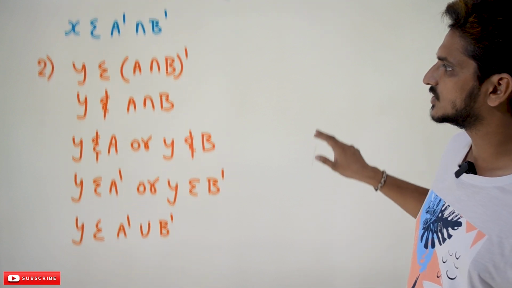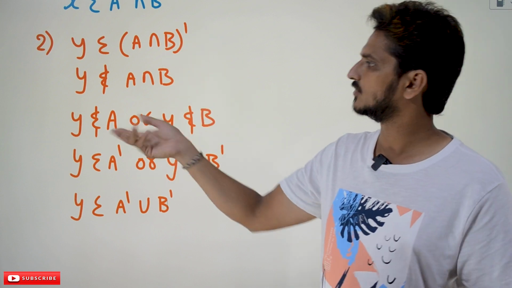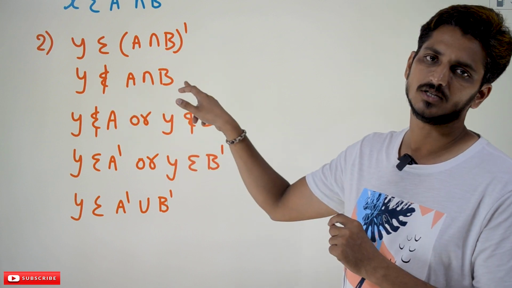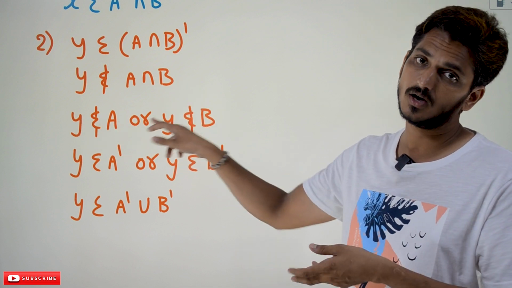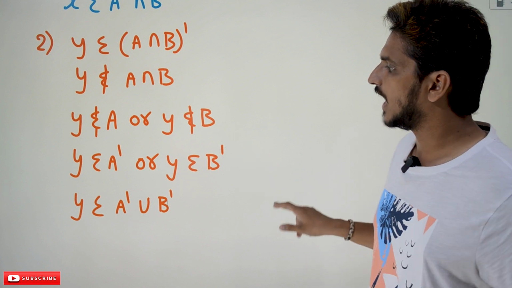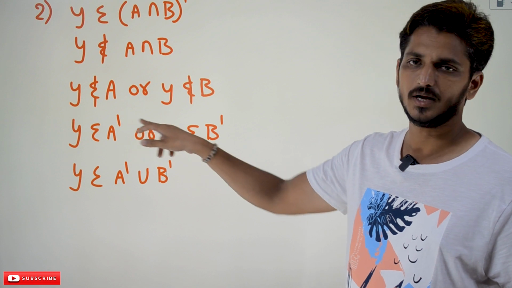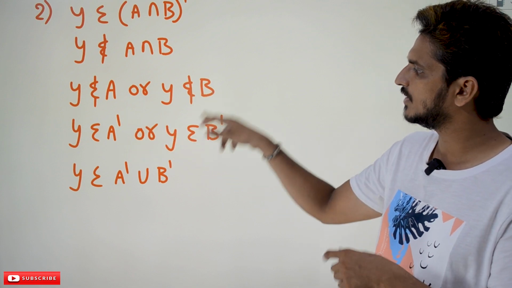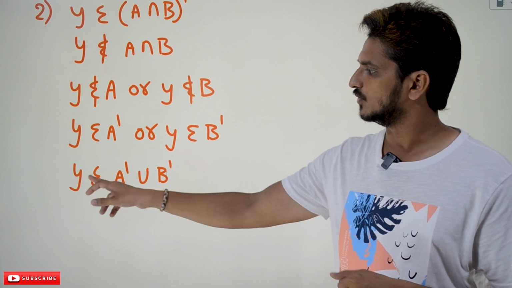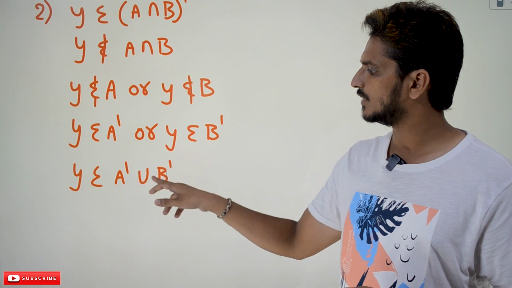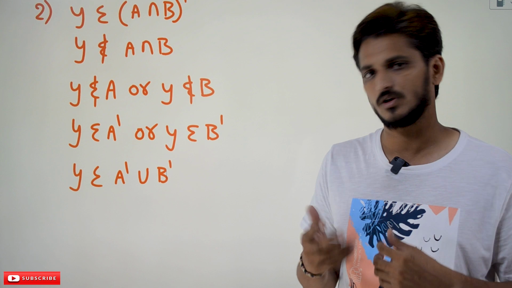Similarly, the next one: Y belongs to A intersection B whole complement. It's very easy to understand. Y does not belong to A intersection B. It does not belong to A intersection B means Y does not belong to A or Y does not belong to B. And Y does not belong to A means Y belongs to A complement, or Y does not belong to B means Y belongs to B complement. So this can be written as Y belongs to A complement union B complement. So this is how we got De Morgan's law.